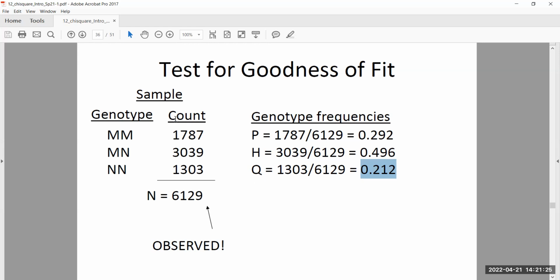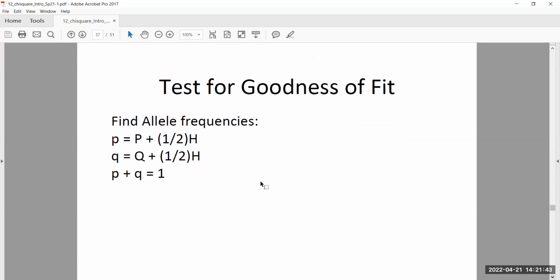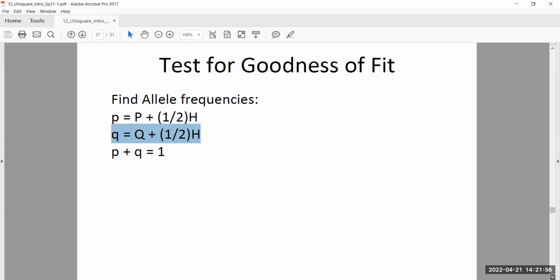All right, so we're going to come back to these counts, right, because we have to put those into our chi-square test as our observed. We need to find the expected, and we're in the process of doing that. All right, so we need to find the allele frequencies for the two different alleles. We've already found our capital P, our capital H, and our capital Q, so we can do that.